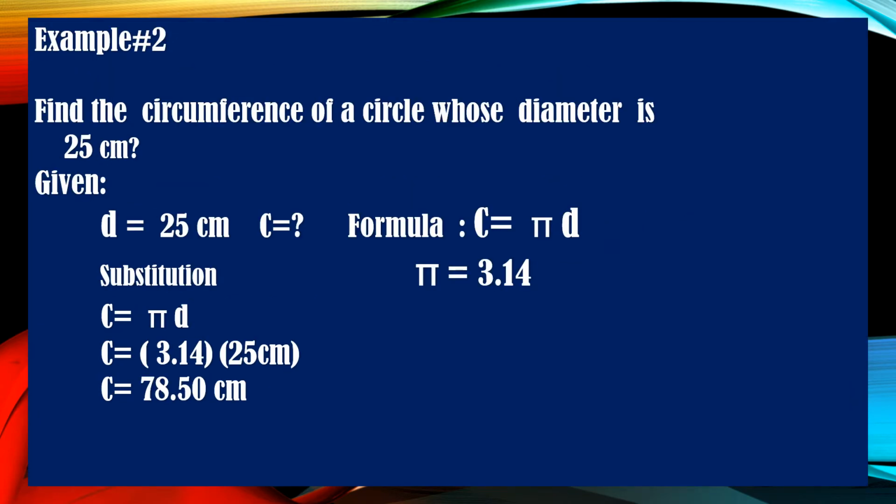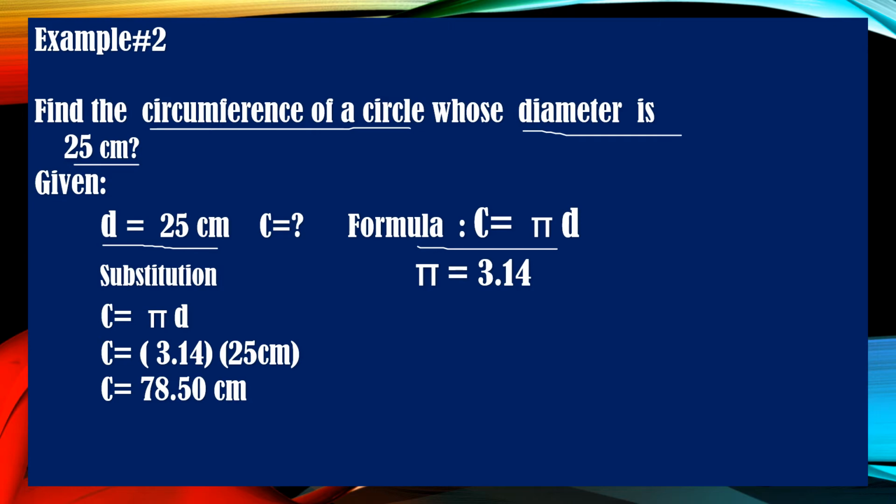Okay? Let's go. On example number 2, find the circumference of a circle whose diameter is 25 centimeter. Now, in this problem, the given is diameter. So, the formula that we're going to use is circumference is equals to pi d, or diameter. Now, let us solve. Circumference is equal to pi d. So, let us substitute. Pi is 3.14 and d is 25 centimeter.